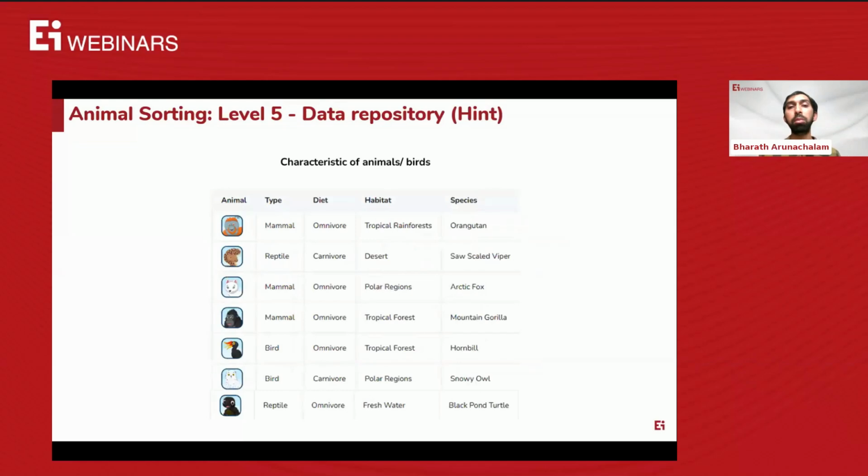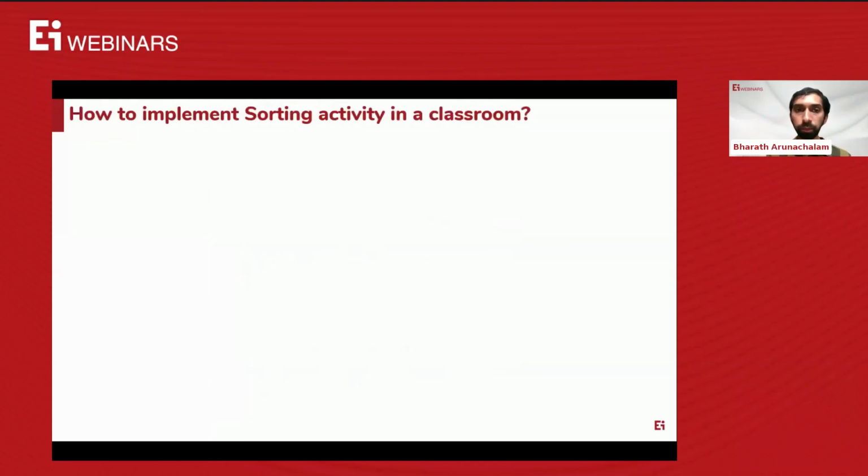So all these things can be used in your classroom. So you can actually design this. We'll also look at how it can be implemented in a classroom in the further slides. So let's directly dive into it.